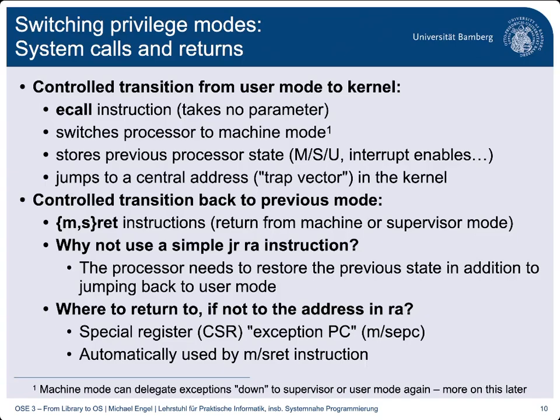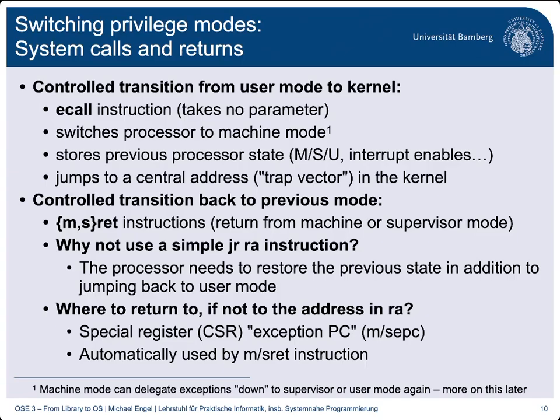The ecall instruction causes the CPU to store the previous processor state, so which was the previous CPU mode, were interrupts enabled, whatever. And then the important thing, we said there's one central point all these exceptions transfer to, so it jumps to a central address, which is called a trap vector, which is an address inside of the kernel.